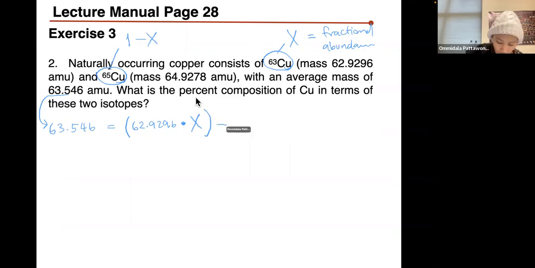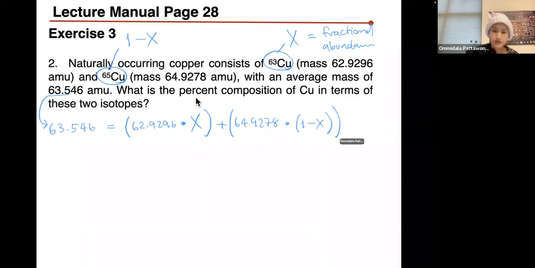So for the next isotope, copper 65, I'm going to do 64.9278 multiplied by its fractional abundance, which is 1 minus x. Again, because the fractional abundance of copper 63 added to the fractional abundance of copper 65 needs to equal 1, that's why we set it up this way. I don't set it up as y or z or another variable because I cannot solve for two unknown variables. I make it one unknown variable so that I'm able to solve for this x.